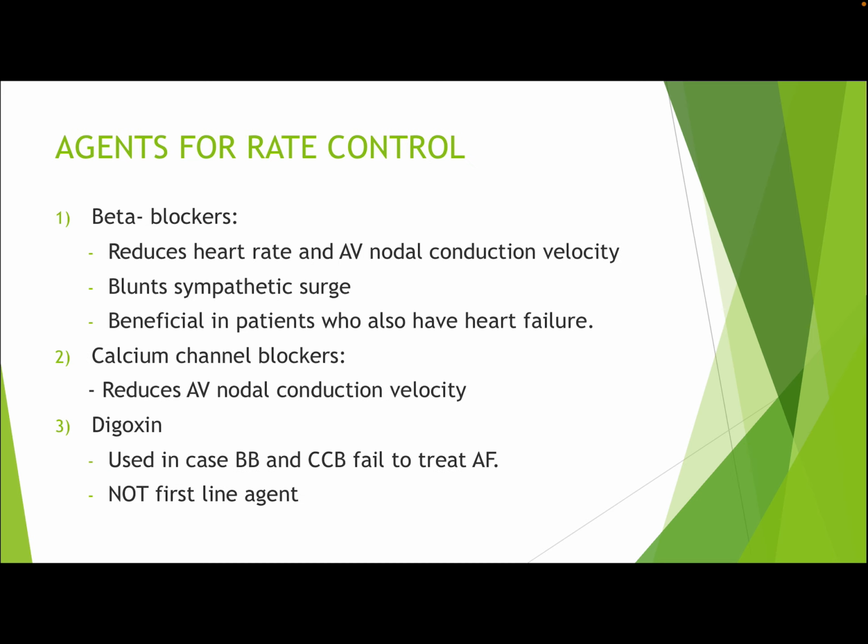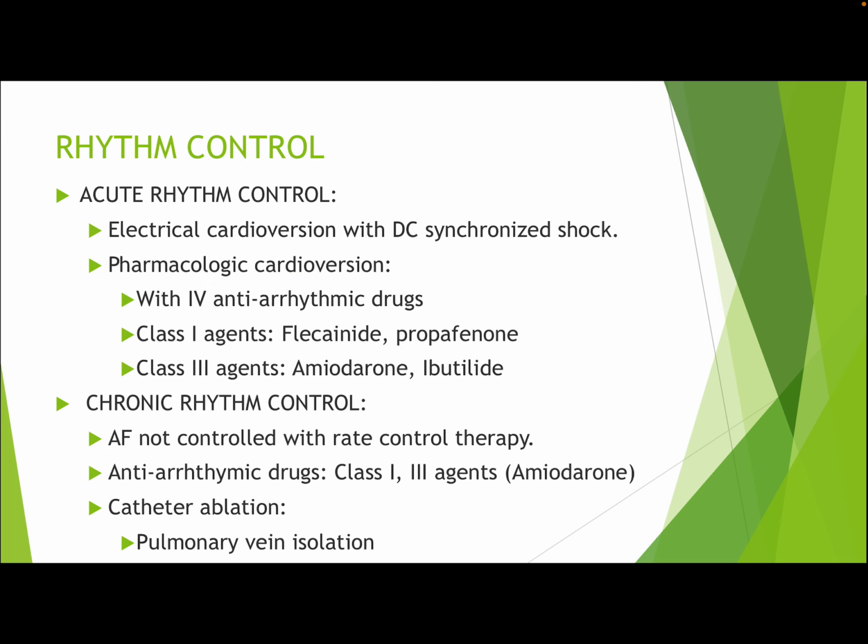Now, the agents that we use for rate control, as I've mentioned before, are beta blockers. They reduce the heart rate and the AV nodal conduction velocity by acting on the beta 1 receptors. They blunt the sympathetic surge, which acts as a trigger for AF. And beta blockers are also beneficial in patients who also have heart failure. The next agent are the calcium channel blockers, which reduce the AV nodal conduction velocity. And finally, digoxin can be considered if the beta blockers and CCBs don't work, but they are definitely not the first line agents of choice. So that was with the rate control agents.